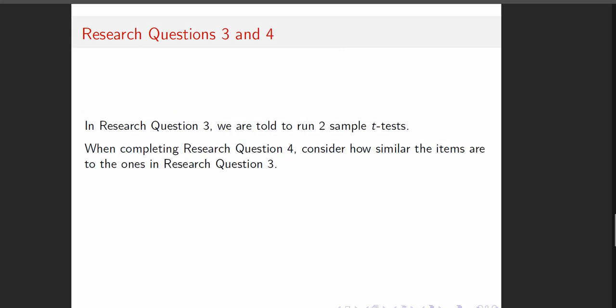So research questions 3 and 4, we've got a similar situation. Research question 3 says, hey, run the two-sample t-test. And again, those are going to be the t-test underscore IND version. And when you're completing research question 4, notice the similarity between the questions in research question 4 and the questions we were asked to answer in research question 3. I'm not telling you exactly what test to run in question 4. I'm just saying, hey, consider how similar they are to research question 3, where we're told to run the two-sample t-tests. Okay, hint, hint, hint, word to the wise.